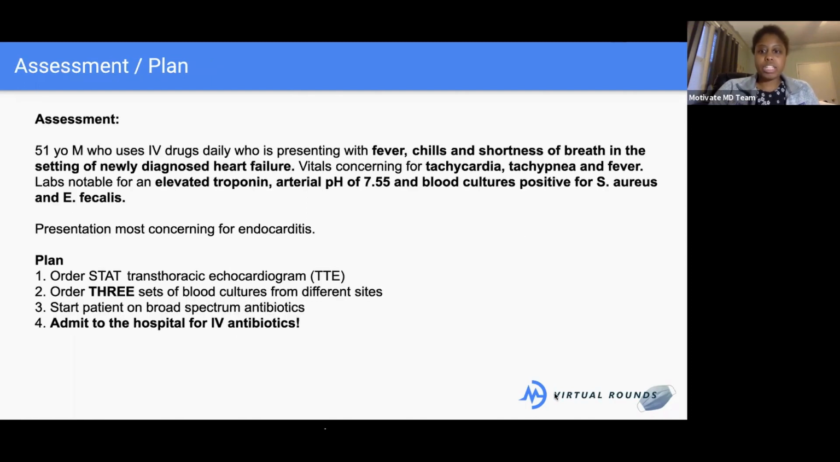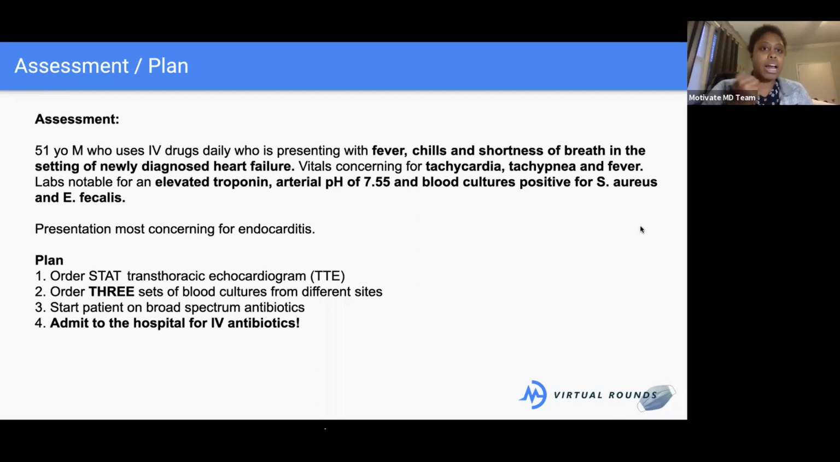Okay. So the assessment and plan. This is a 51-year-old male who uses IV drugs daily, and he's presenting with 4 days of fevers, chills, shortness of breath, and this is all in the setting of newly diagnosed heart failure. His vitals were concerning for tachycardia, so his heart was beating really, really fast, and tachypnea, he was breathing really fast despite already being on oxygen, and having a fever, being febrile.